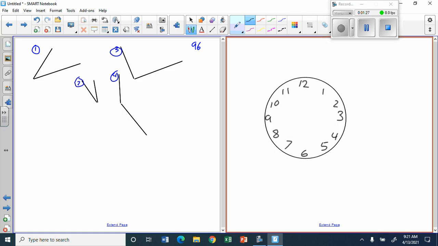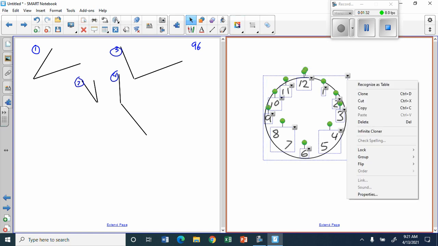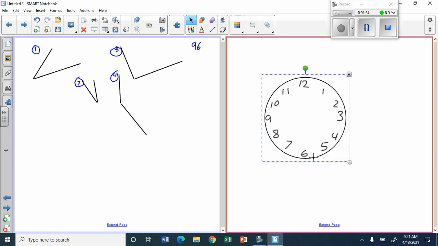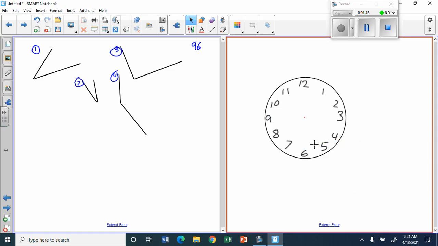We good with that? All right, so now I'm going to group these all together so they stick together. Now, the center of this circle is approximately here. I should probably group that as well. Why might a clock help me? We could take this clock and think about it as a 360-degree circle.